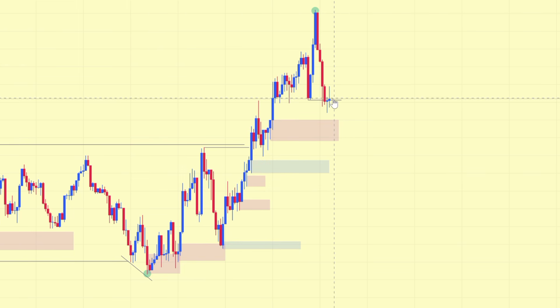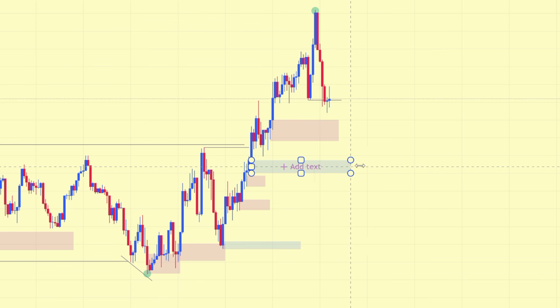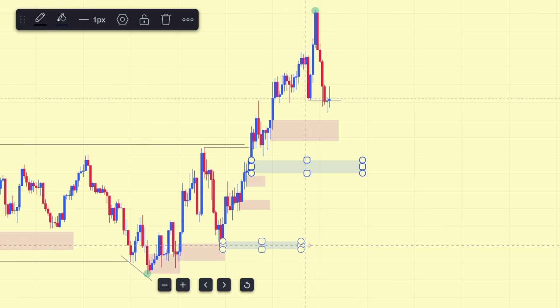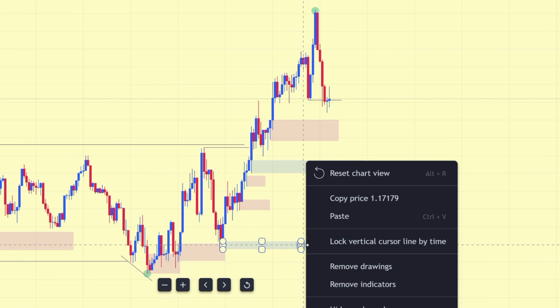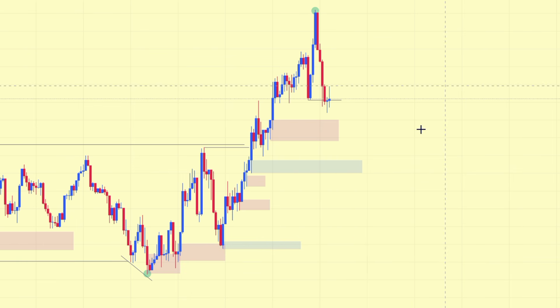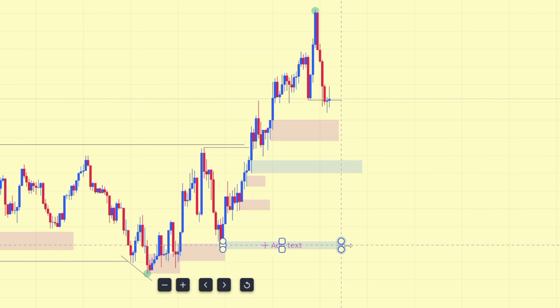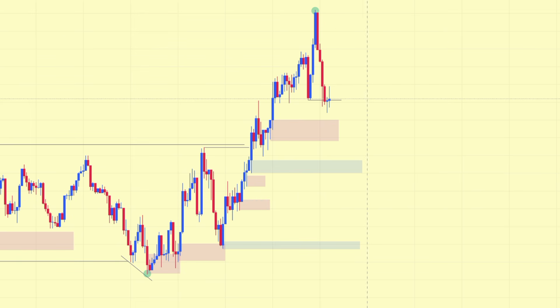Now you can clearly see this is not a sweep. So this means that we need a reaction from the decisional. If the decisional fails, then I'll be waiting for the extreme to be mitigated. All right, so let's see.